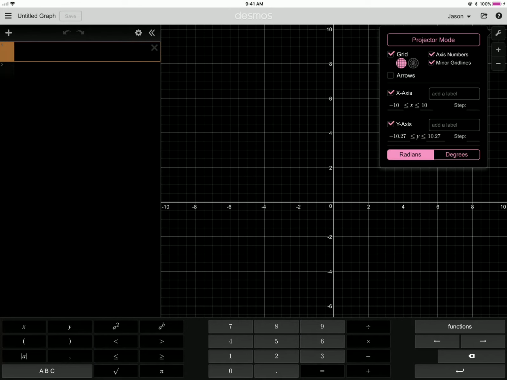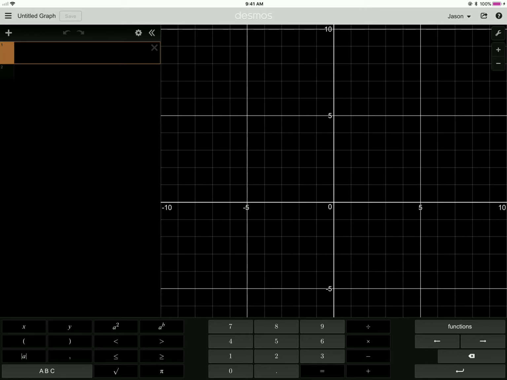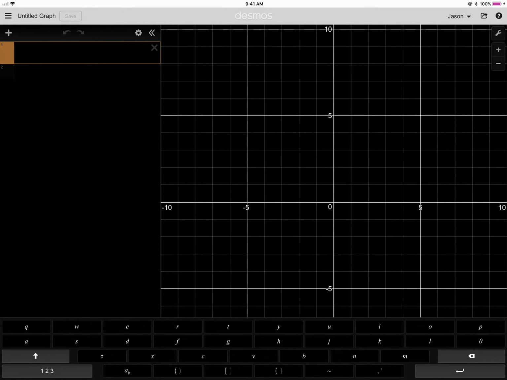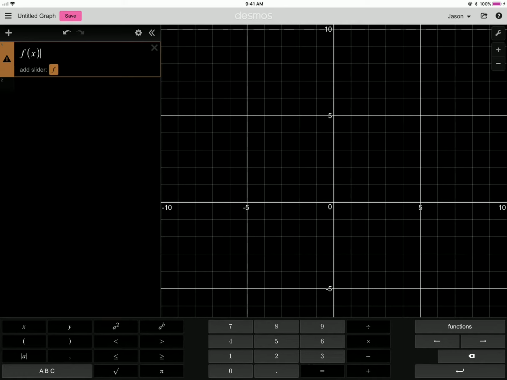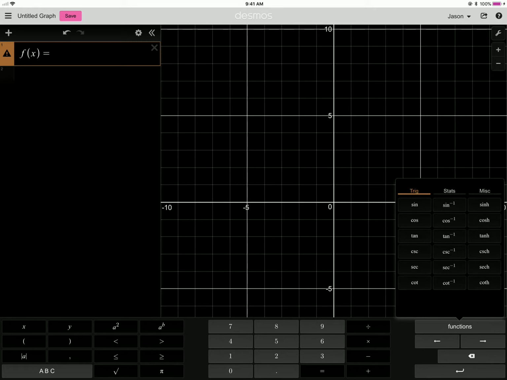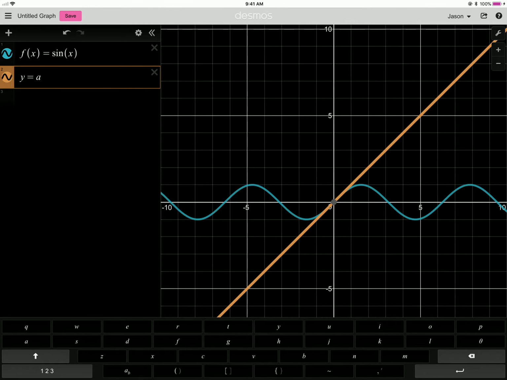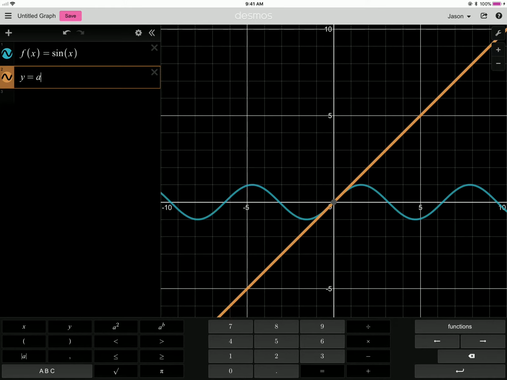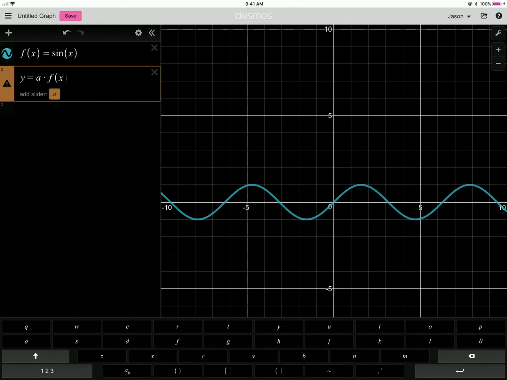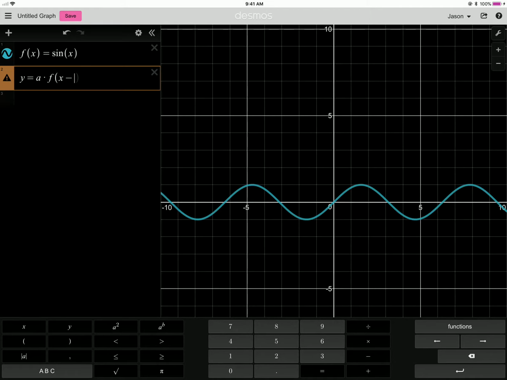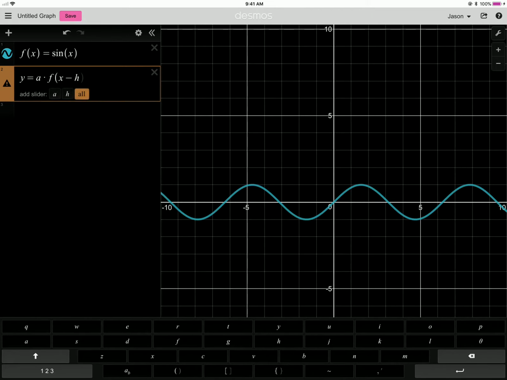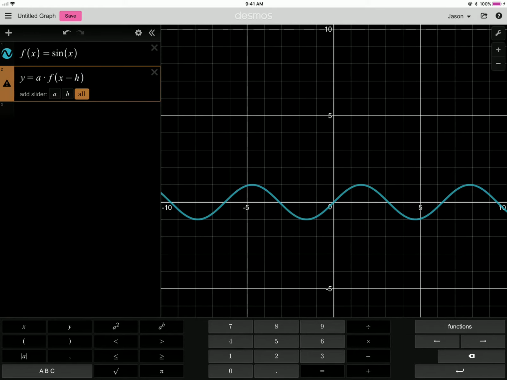All right, so we're going to put in our function. First of all, we're going to say what parent function we're dealing with. I'm going to say f of x, which means it's a function, and I'm going to go with sine of x. So there's our parent function. On the next line, I'm going to write out my transformation to that parent, and we're going to include all our former things that we know about. So it's going to be a times f of x minus h. That's the one we're going to investigate today. What does that do? Plus k.